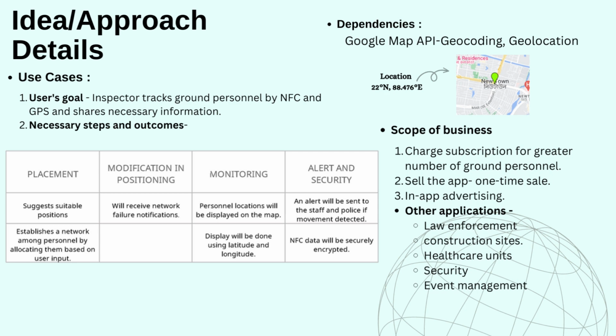Scope of business. We can offer the app as a subscription service, charging users a monthly or annual fee for access to the app's features and data. We can also sell it to companies or organizations that would benefit from its use. We can also monetize our app by including targeted advertising within it.